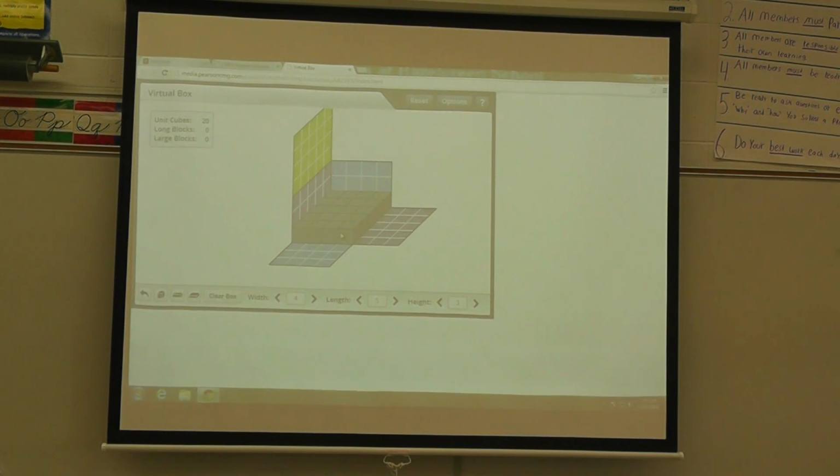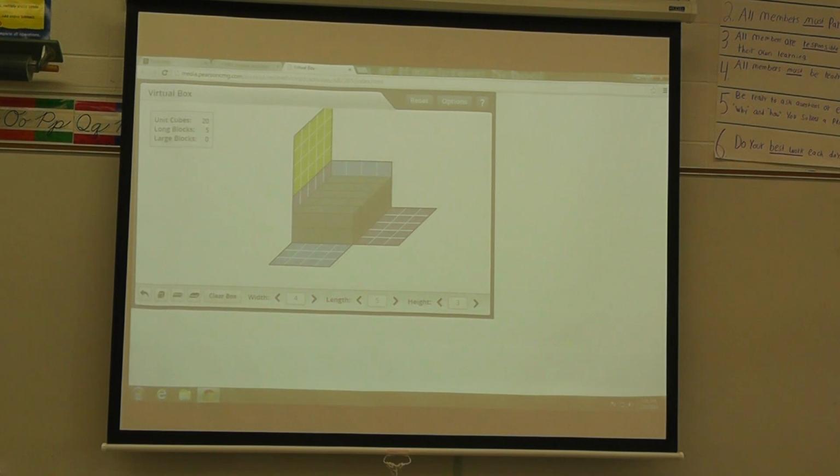It's similar to our area of a rectangle. But now we're adding in the height. Well, how tall is it? 1, 2, 3. So if I were counting these out, I know that this is 5, 10, 15, 20. There's 20 on that floor. Now I need to add in another floor.